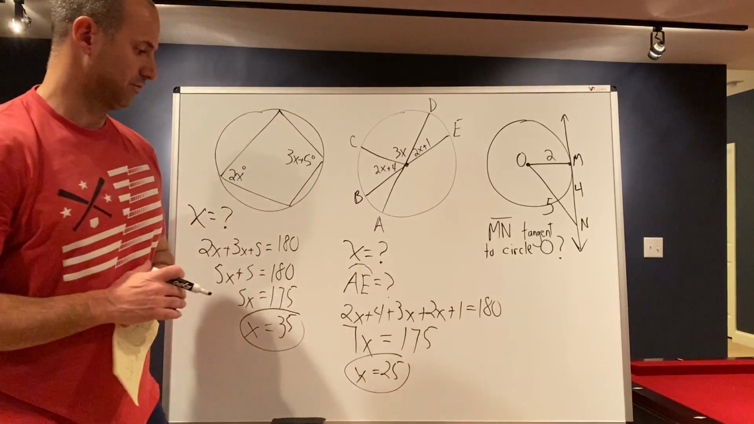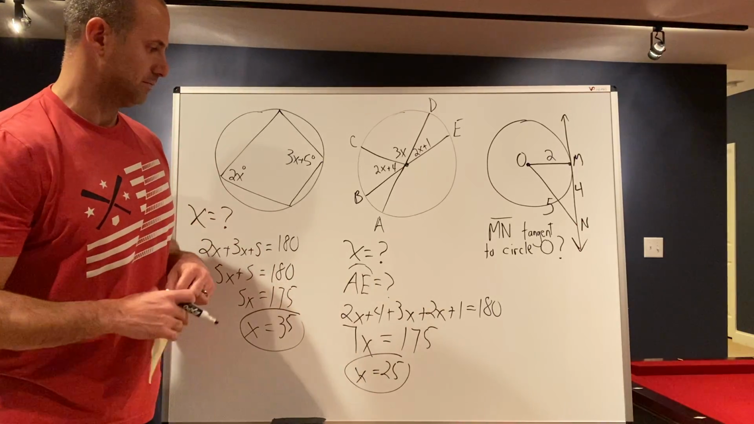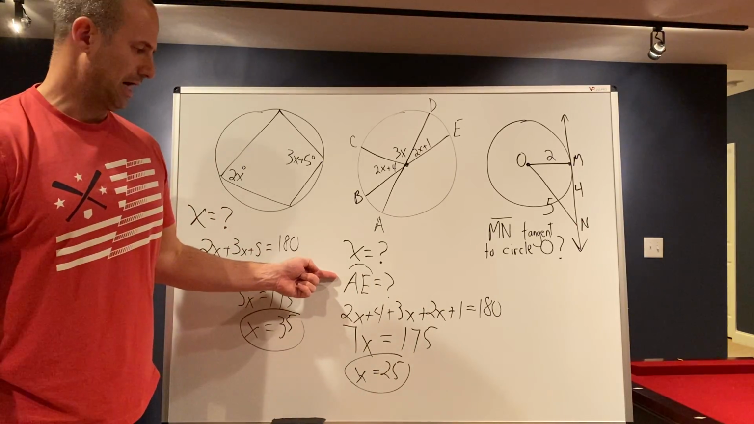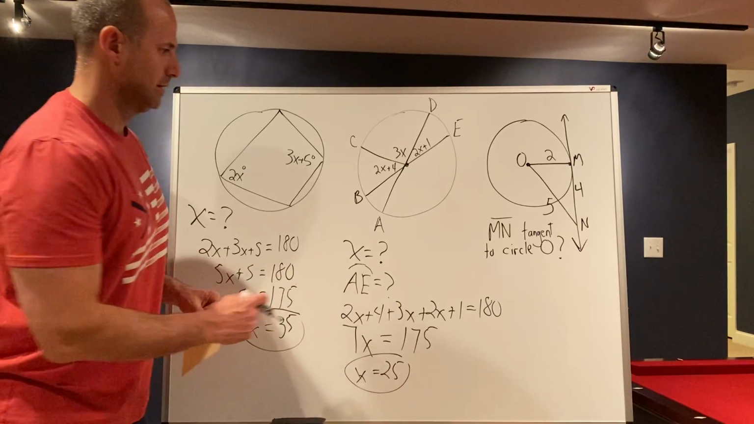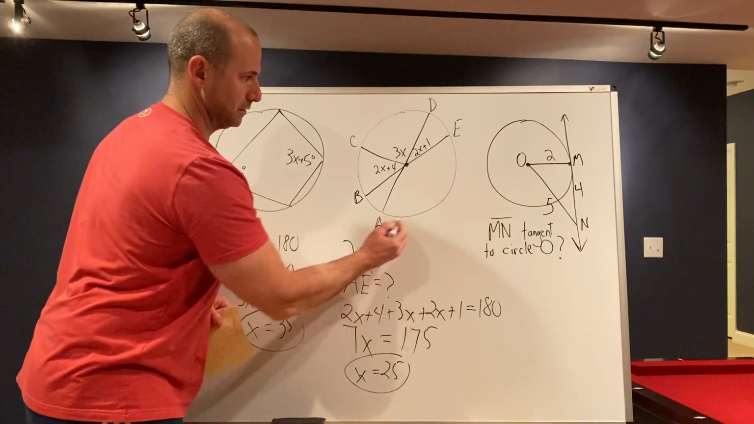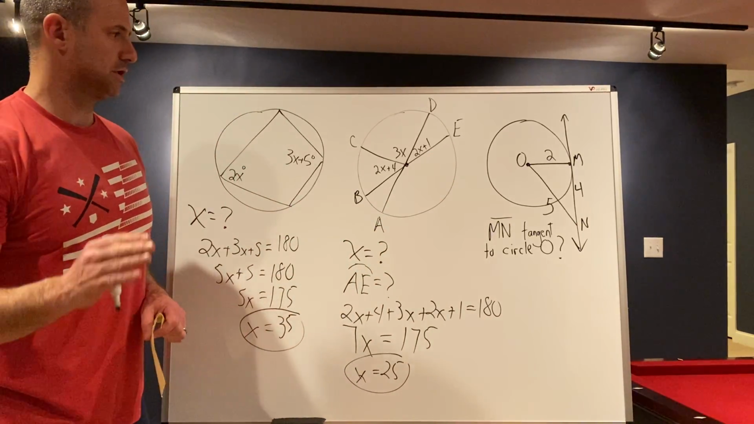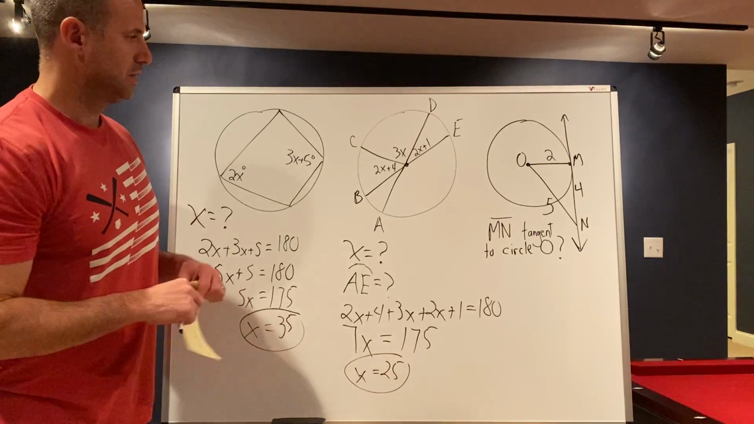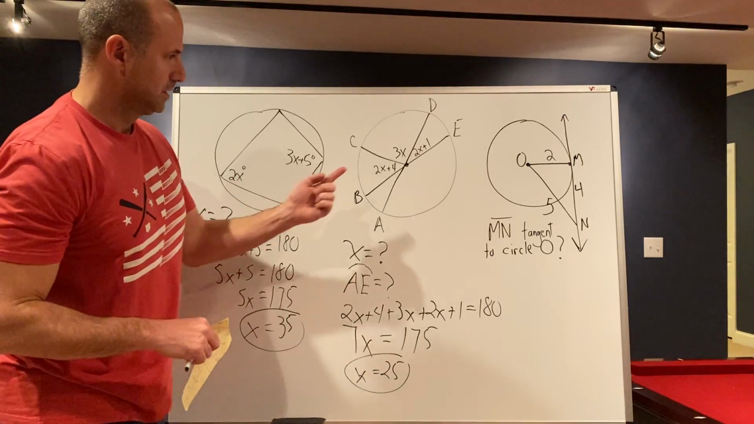So that's one of your answers, okay? Now, the other question, how would I get AE? How would I get this arc right here? So again, you got to think half circle, and here's what I'm going to do.